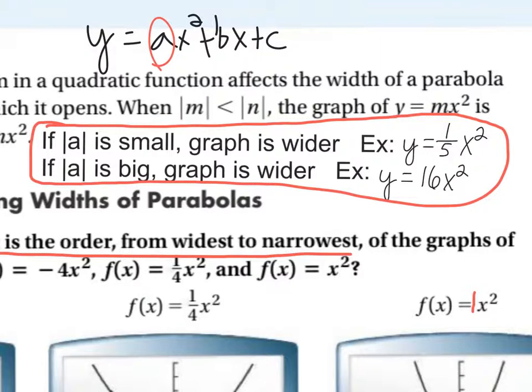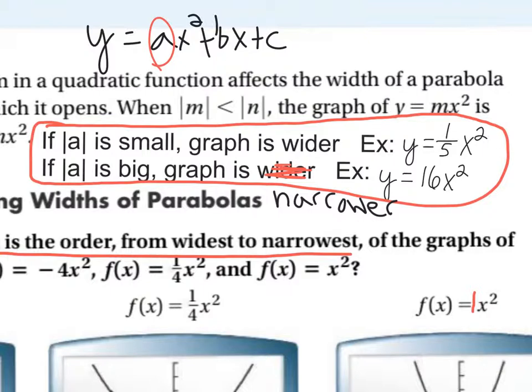If the absolute value of a is big, in other words, ignore the sign, look at that coefficient in front of your x squared term. If that's a big number, the graph is going to be narrower. Sorry, they're not both going to be wider. That would be narrower. So for example, y equals 16x squared. 16 is kind of a big number, so that's going to be narrower.